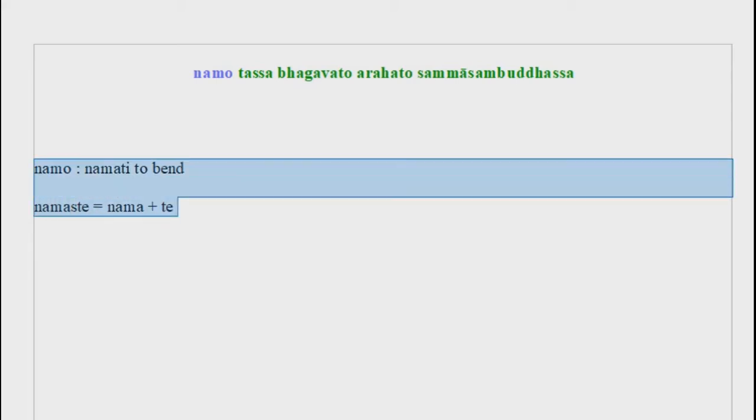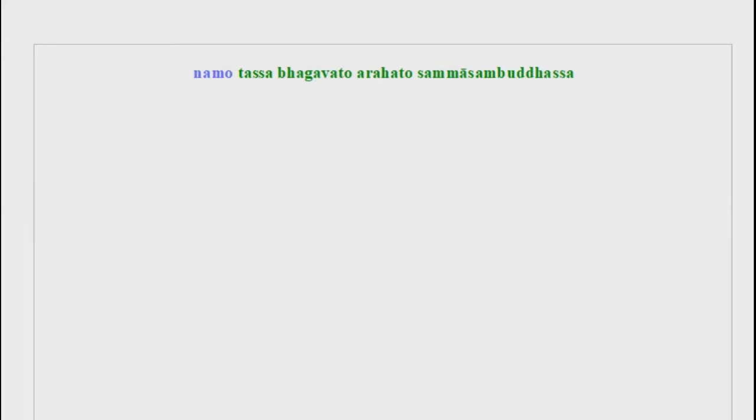Another thing to keep in mind about namo is that it is not naamo. Naamo, or naam, with a long A, means name, just like it's cognate with our English word, cognate with the Latin word nomen, which means noun or name, and from that we get the word nominative, as in the nominative case. Now this veneration is destined for someone, and that is what is expressed here in the green.